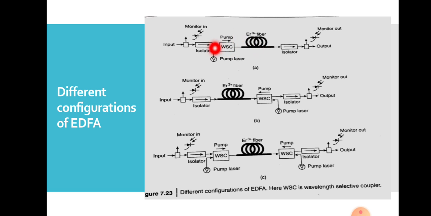That is, with the help of the wavelength selective coupler, the input signal and pump energy are coupled to this erbium doped fiber amplifier, and here you can see that the pump energy is provided in the same direction as that of the input. That is why it is called co-directional pumping.